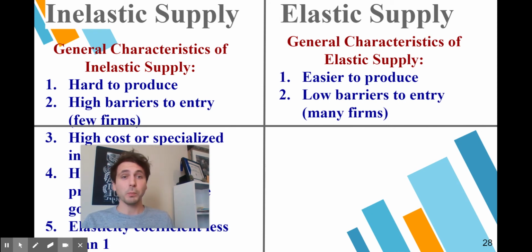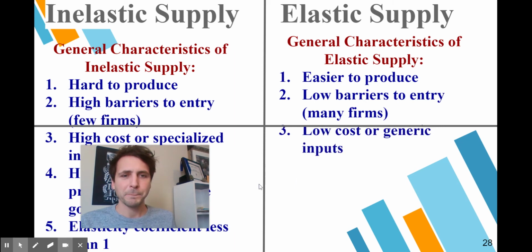So, for example, if you want to open your own restaurant, it's relatively easy to produce, lots of restaurants out there, low barriers to entry, get a couple of permits, you're good to go. So if the price goes up for restaurant food, for example, then a lot of people are going to start producing more restaurant food. You're going to see an increase in the quantity supplied.